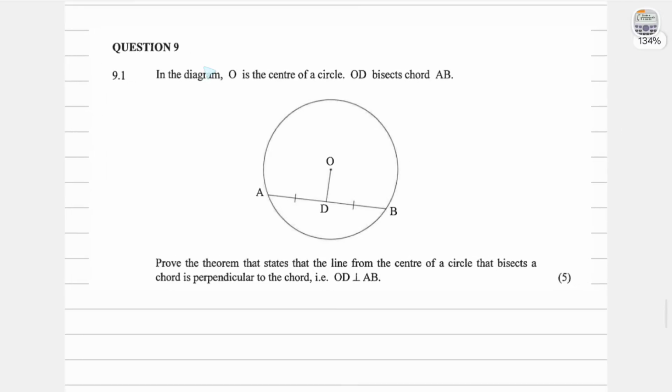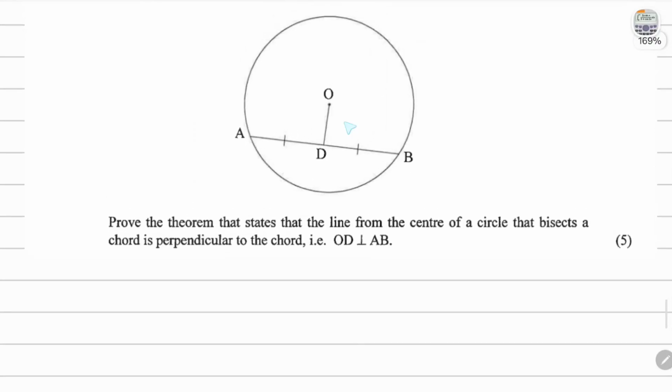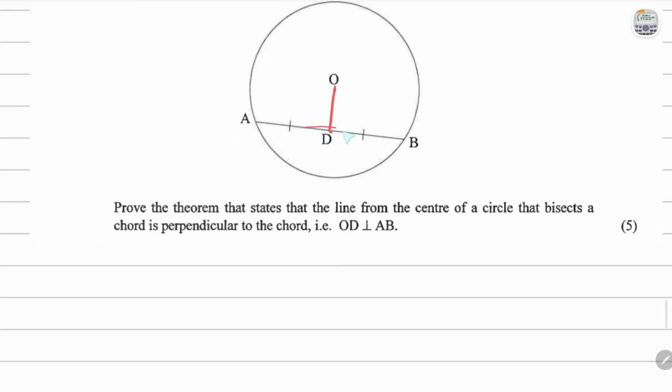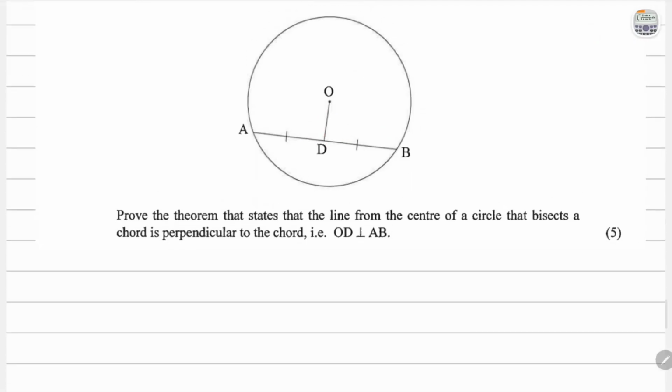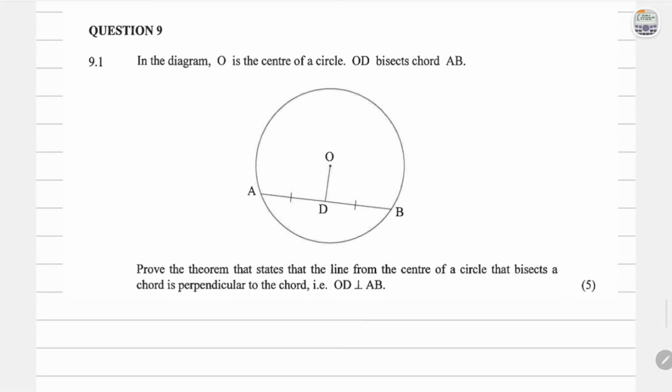Question 9.1 says, in the diagram, O is the center of the circle, and OD bisects the chord AB. Now we have to prove the theorem, which states that the line from the center of the circle that bisects a chord is perpendicular to the chord. So that is, OD is perpendicular to AB. This is really just the converse of that first theorem that you learn.